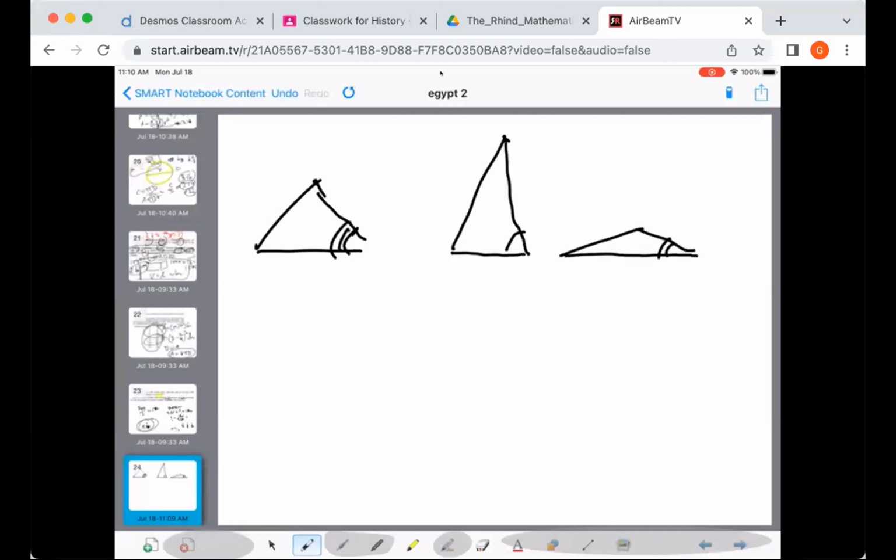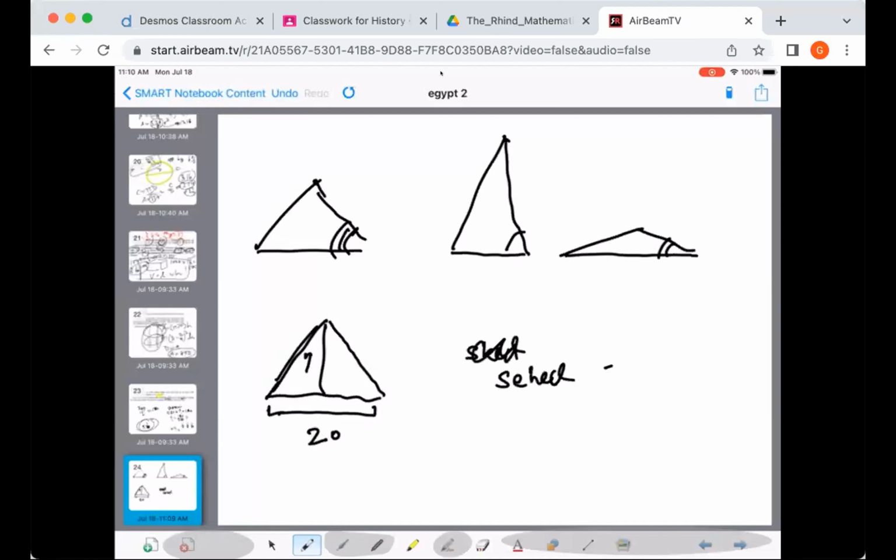If there was a pyramid that had a height, altitude, of 7, and the base was 20, the secant would be 10. What the secant is, oh, sorry, I haven't told you what it means yet, but I just want to tease it a little bit.